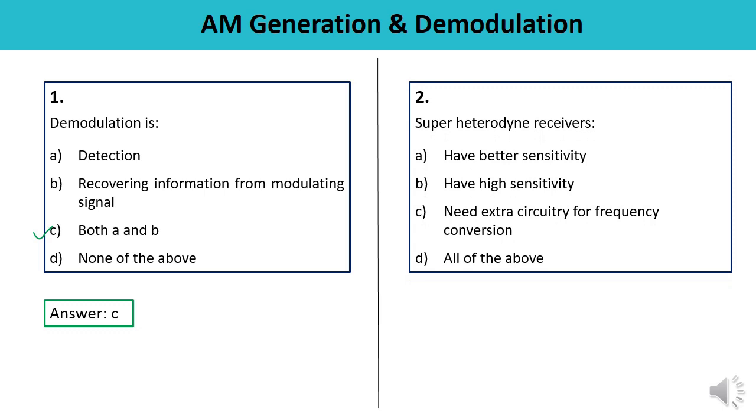Second question, super heterodyne receivers. Options have been given. You must read it carefully. Super heterodyne receivers have better sensitivity, high sensitivity. They need extra circuitry for frequency conversion. Means here the correct option is D. Let us check. Yes, this is.